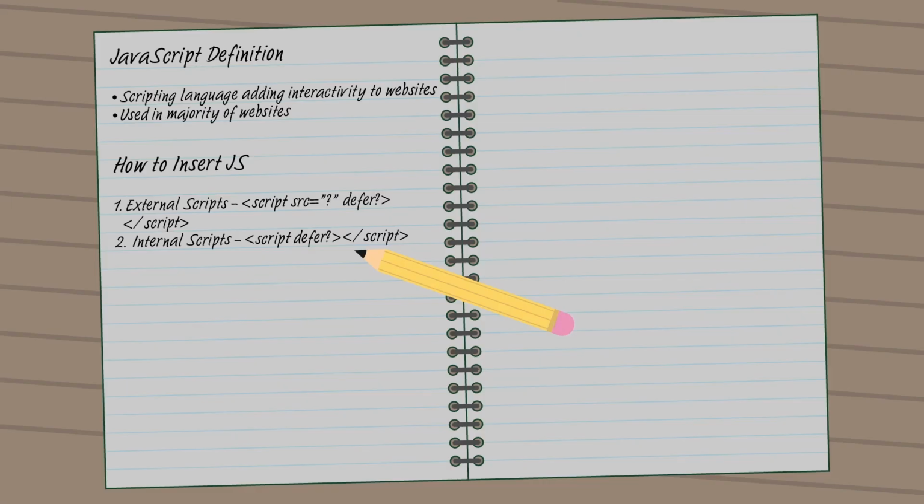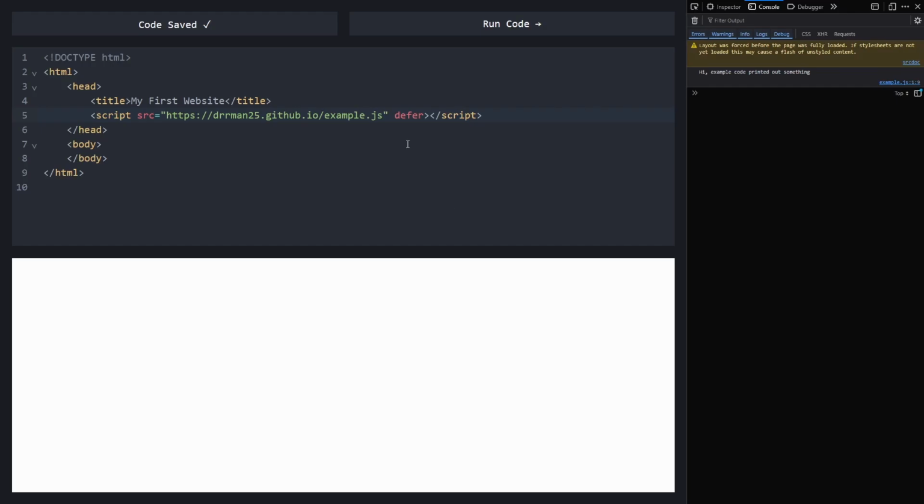If we don't want to link to an external file, we can also copy the JavaScript code directly into our HTML for our website by making use of internal scripts. Internal scripts work exactly the same way as external scripts, except you don't include this src or source attribute. You can still have it in the head or body or add defer to it, but instead of linking to an external script, you type the code that you want to be executed inside the script tag.